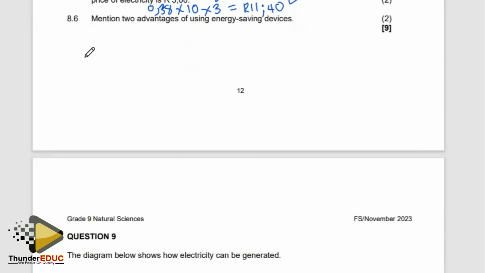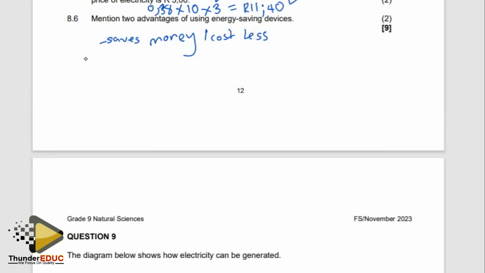So, what are the two advantages? We are talking about it saves money. Those are the advantages of using energy saving devices. It saves money because it's cheaper. It costs less. You can say it costs less, or you can say it saves money.